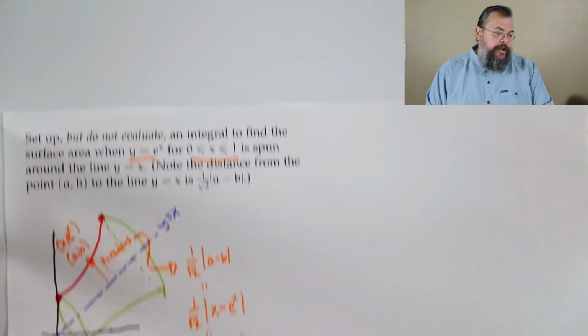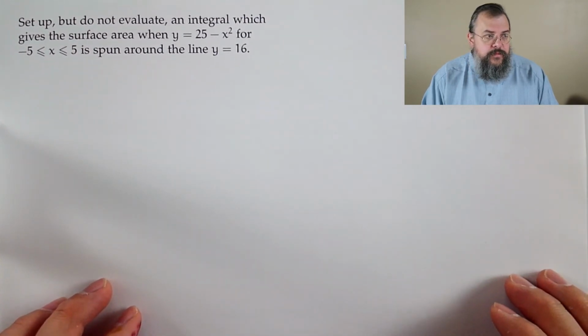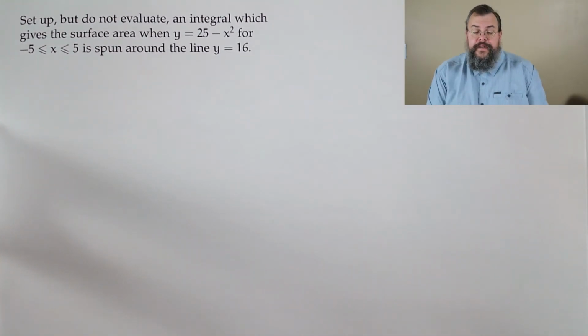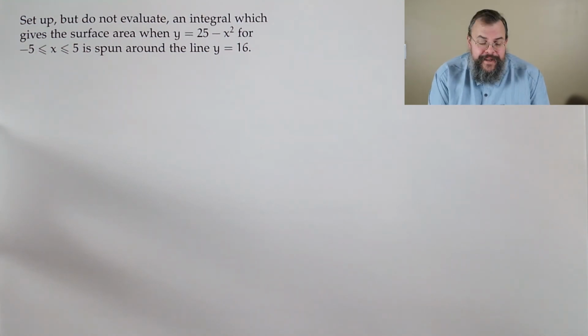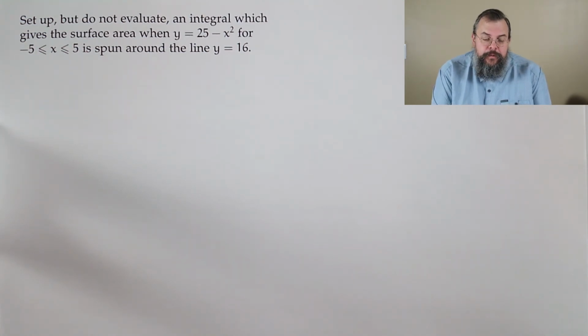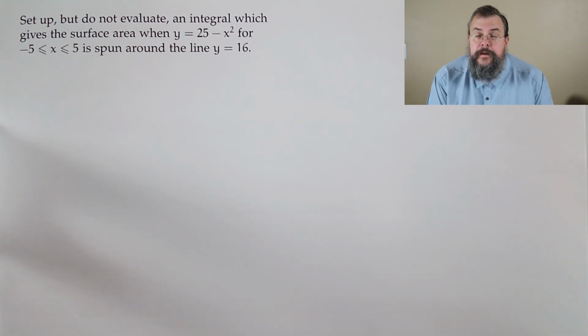Good. Well, let's try one more. One last problem to finish it up. Set up, but do not evaluate. Another set up, but do not evaluate problem. Okay, an integral which gives the surface area when y equals 25 minus x squared, where we go from negative 5 to positive 5, is spun around the line y equals 16.